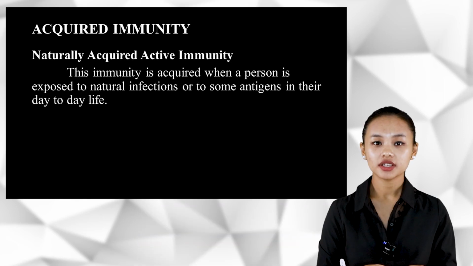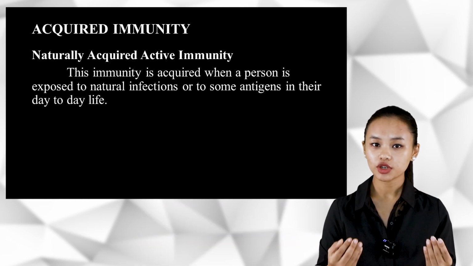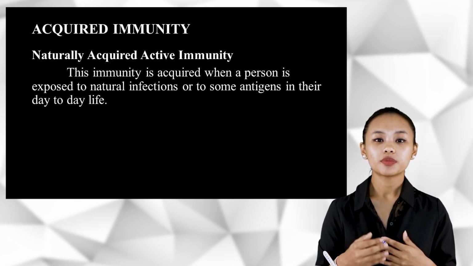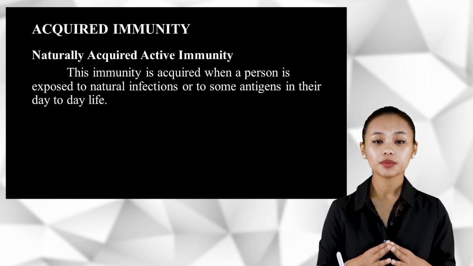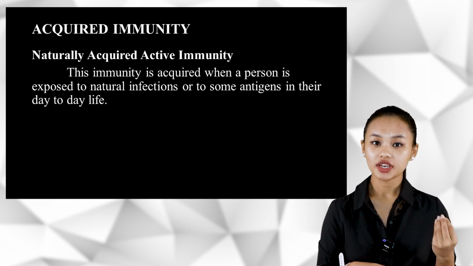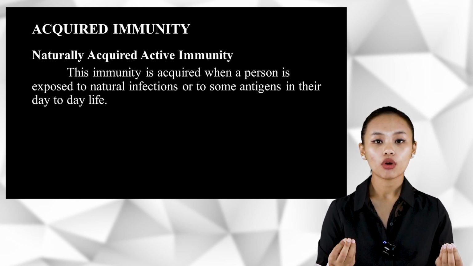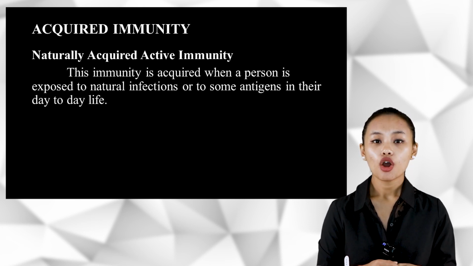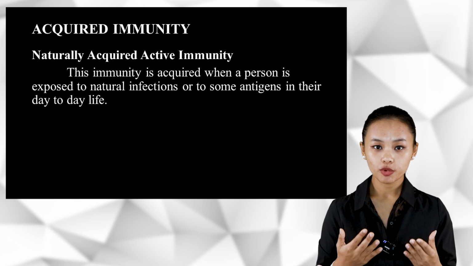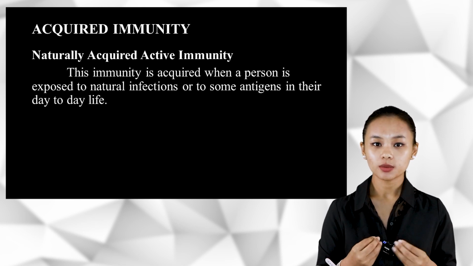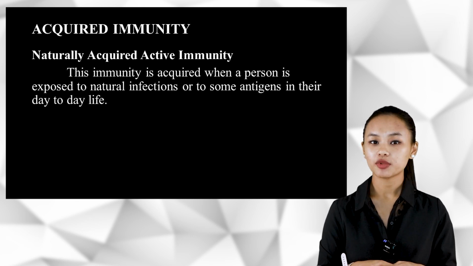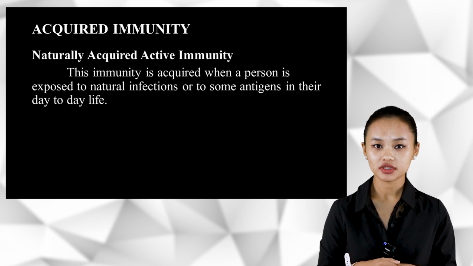So now let's further study about the various subtypes of this acquired immunity. The first one is the natural acquired immunity. This immunity is acquired when a person is consistently being exposed to the natural infections or to some antigens in their day to day life. Following this exposure, the immune system will themselves respond to these antigens by producing the antibodies.